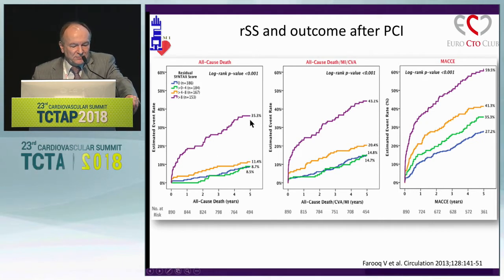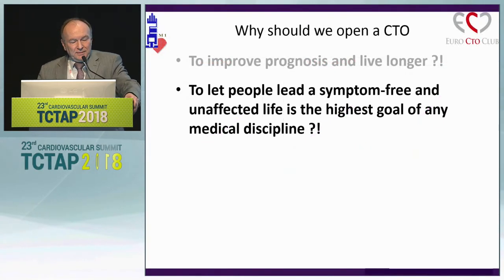It's very striking that if you have a residual SYNTAX score of more than 8, the mortality is 3 times higher as compared to those who are left with a low score. And the high residual SYNTAX score is almost always related to a CTO left behind. You may remember that the CTO revascularization rate in the PCI arm was just 50% at that time. But we have no trial to really underscore this observation that we can change the fate.